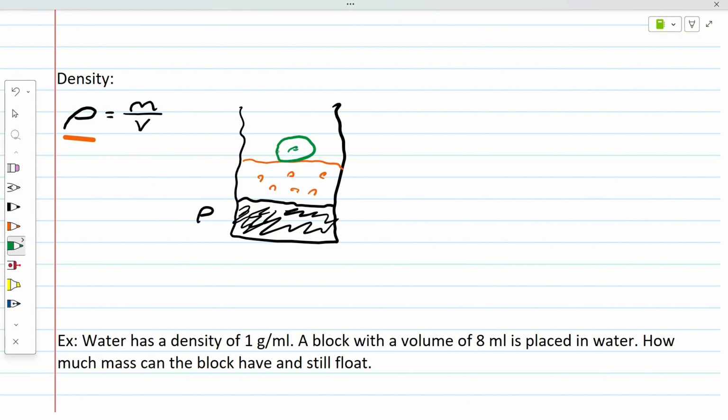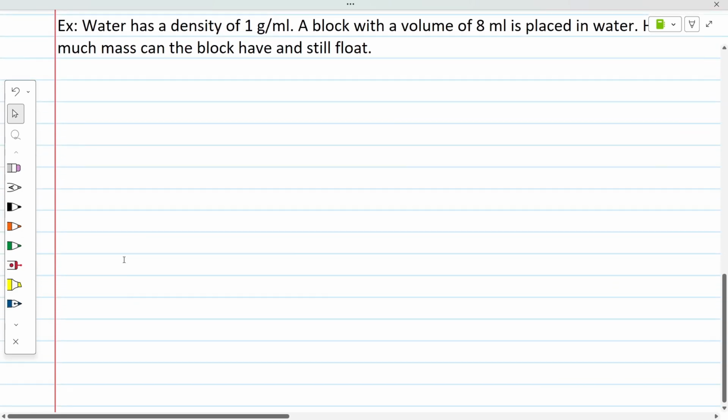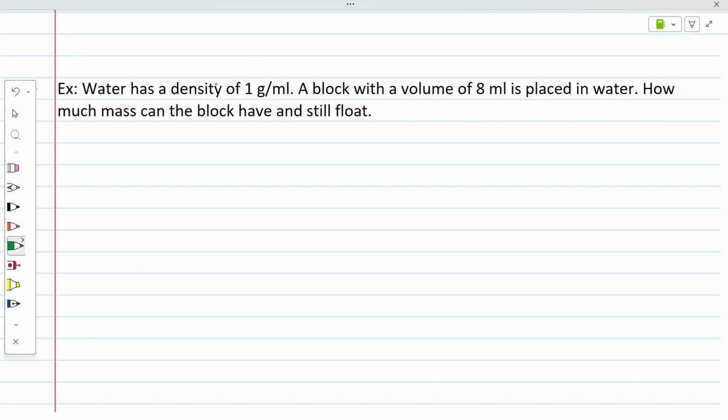Okay, so let's look at an example using density. Water has a density of 1 gram per milliliter. A block with a volume of 8 milliliters is placed in water. How much mass can the block have and still float on the water? Okay, so let's write out what we know. We know the density of water is 1 gram per milliliter. And we have a block that has a volume of 8 milliliters. How much mass can the block have and still float? So we want to find the mass of the block where it's still floating. So let's draw this out.